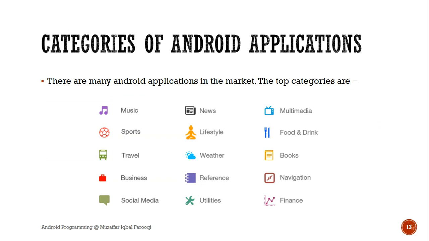There are many Android applications in the market. The top categories are music, news, multimedia, sports, lifestyle, food and drink, traveling, weather, books and reading, business and finance, navigation, social media and many more. You can develop Android apps in these categories or in any other category of your interest.